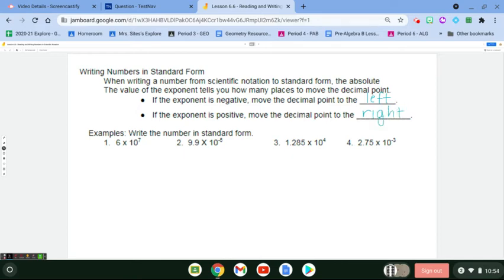All right, so let's take a look at our first problem. We have 6 times 10 to the 7th. So I'm going to write down my factor of 6. If you're wondering where the decimal point is, remember, it is behind, or to the right of, 6. I'm going to be looking at my power of 7 that's on the 10. That's telling me how many places to the right I'm going to be moving my decimal point because my exponent is positive. I'm dealing with a large number. So I'm going to count 1, 2, 3, 4, 5, 6, 7 places. And then I'm going to fill those in with zeros.